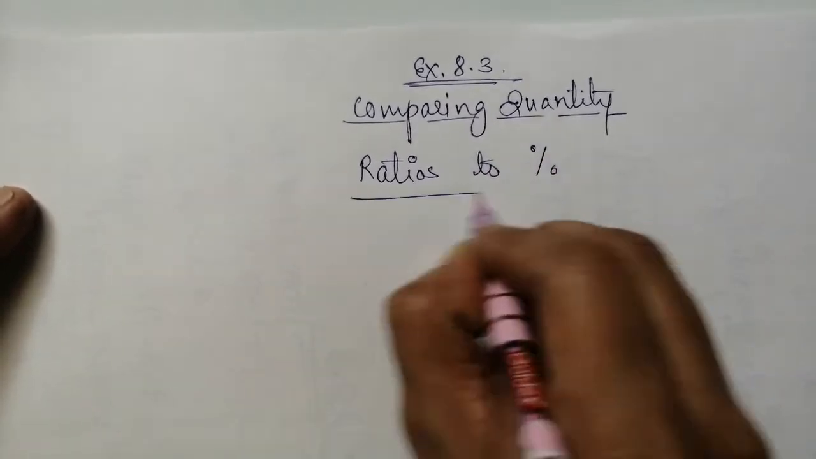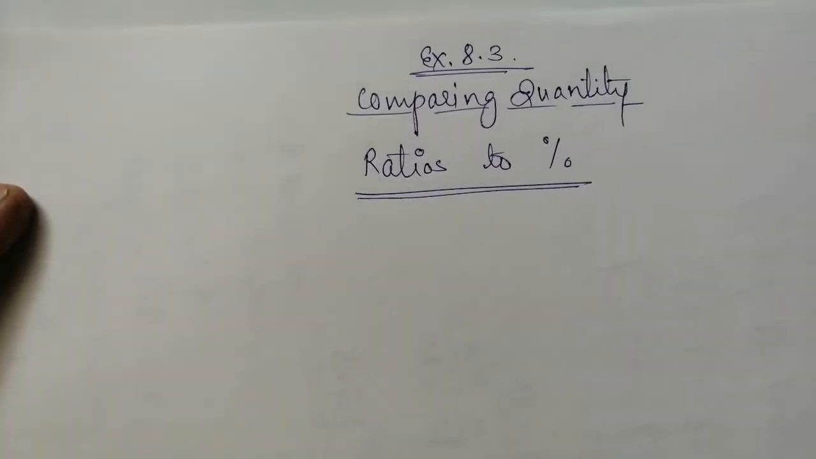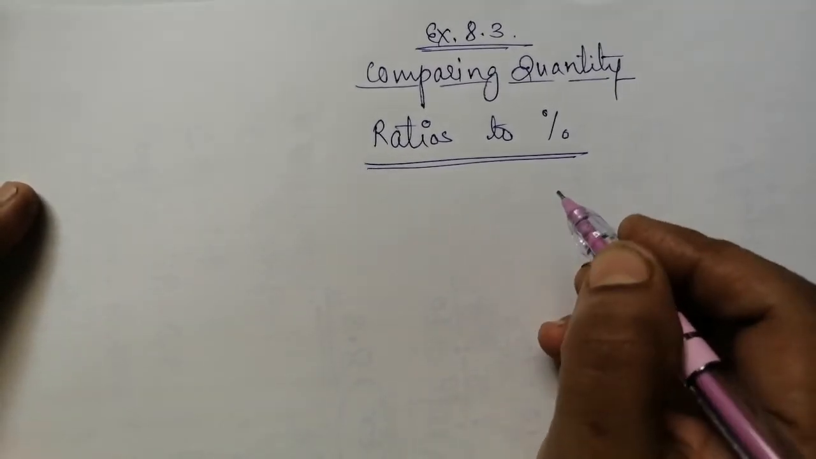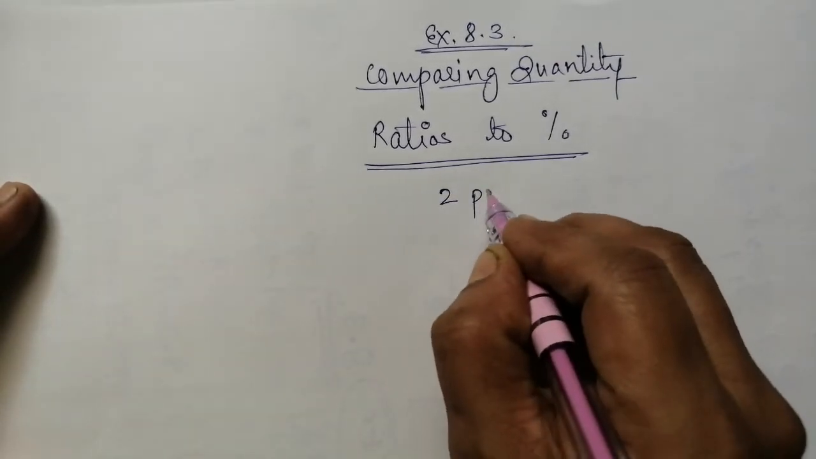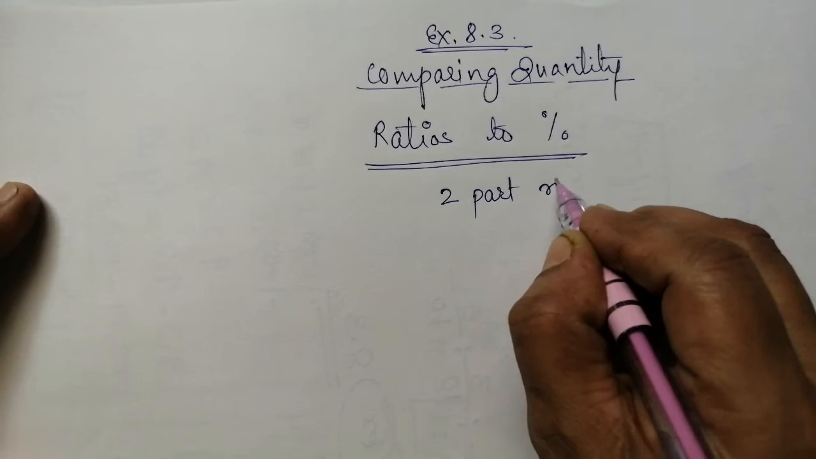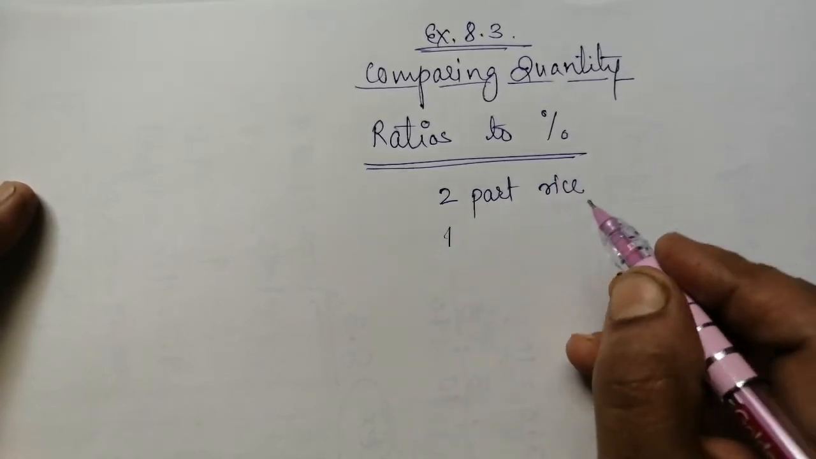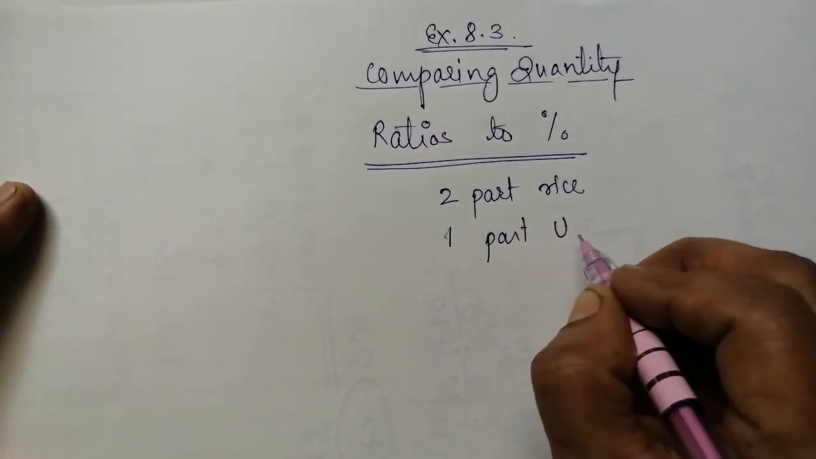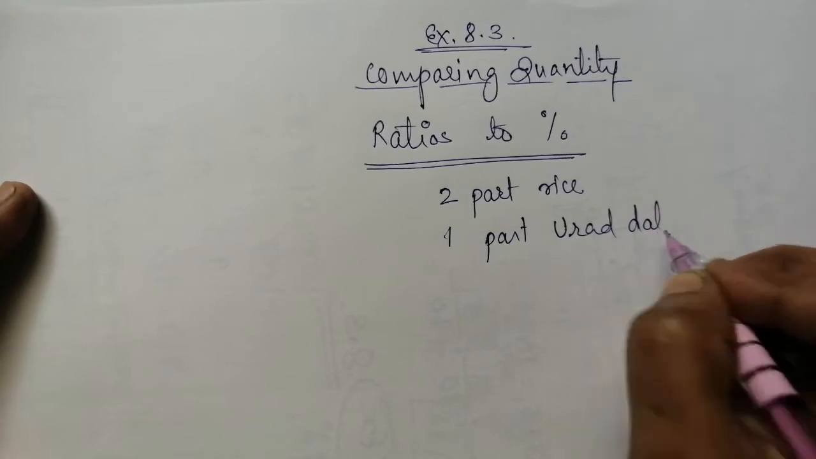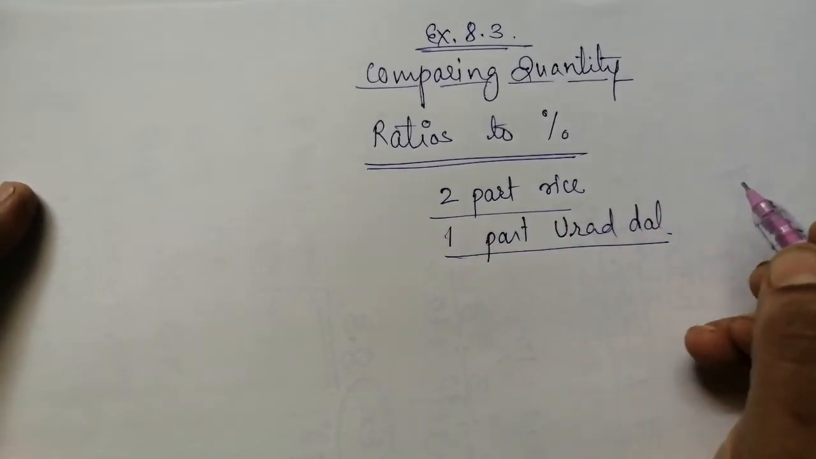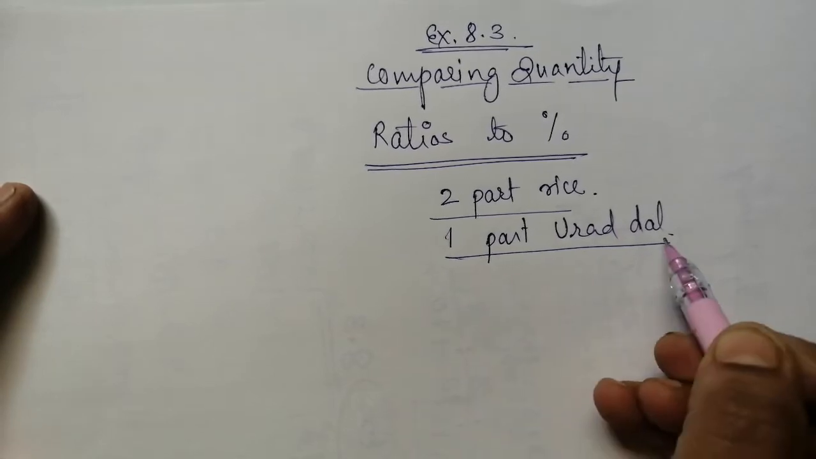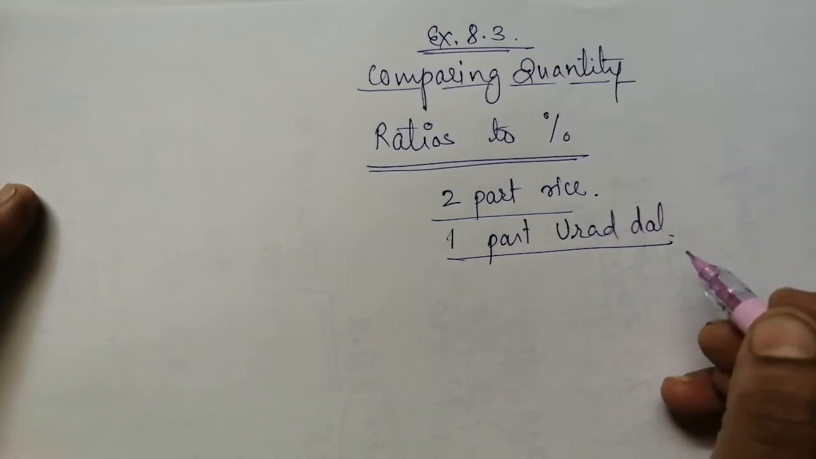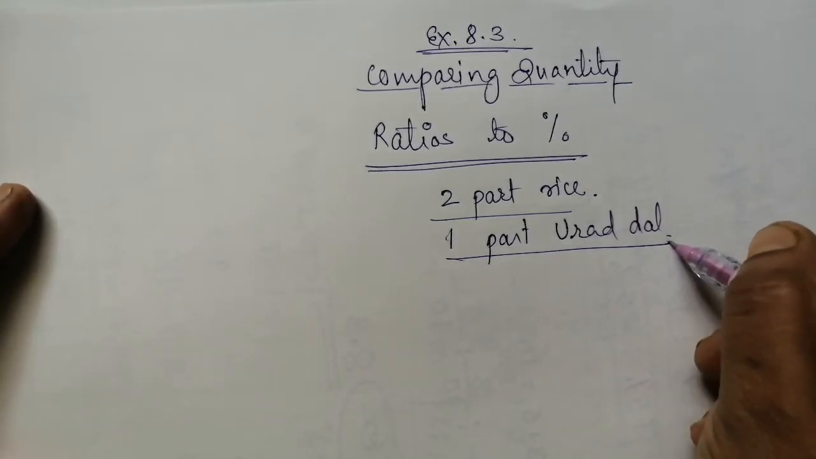Ratios to percentage. Suppose you want to make idli. To make idli, you take two parts of rice and one part of urad dal. For the preparation of idli, two parts of rice and one part of urad dal, meaning suppose two bowls of rice and one bowl of urad dal.